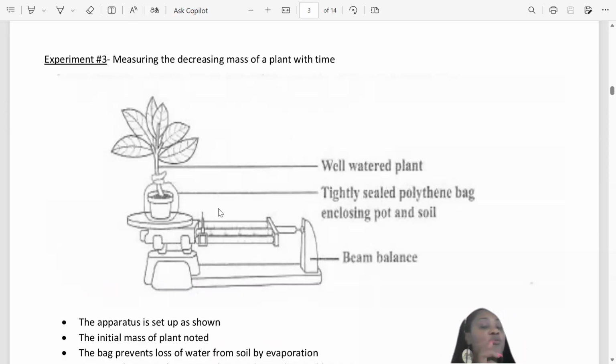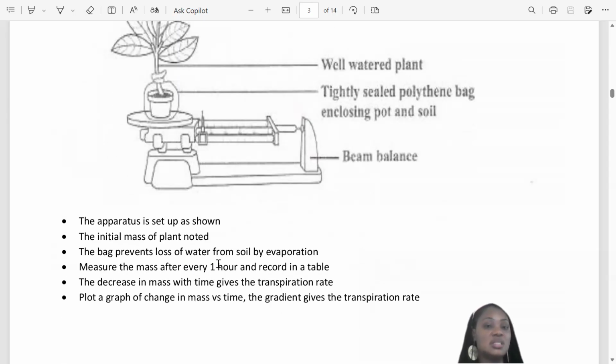And you want to prove to anybody that any water that is going to be lost has to be leaving from the leaves and not from the soil. So you cover it and you leave the plant on a scale and you give it time, and you're going to notice that the mass of the plant is going to fall because water vapor will be leaving, so the mass of the plant will fall. So basically, these are different experiments that can be used to investigate transpiration, right?